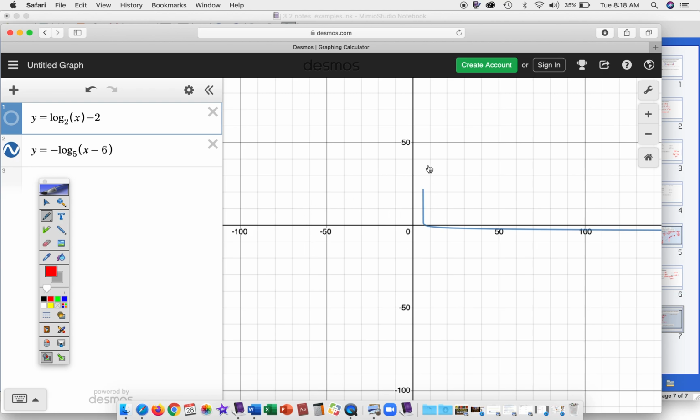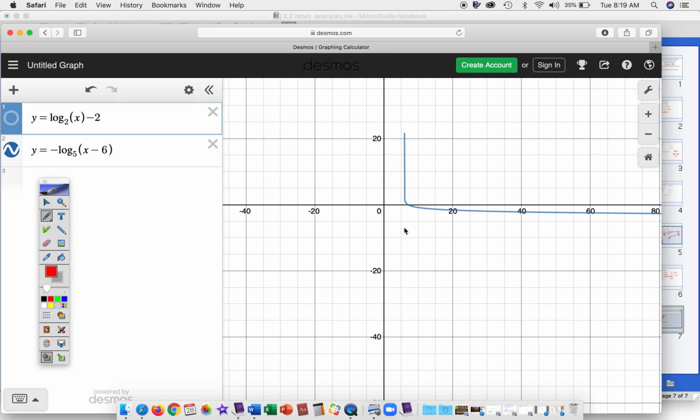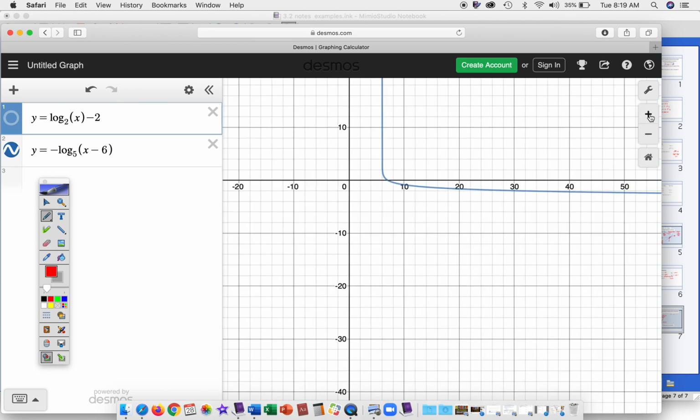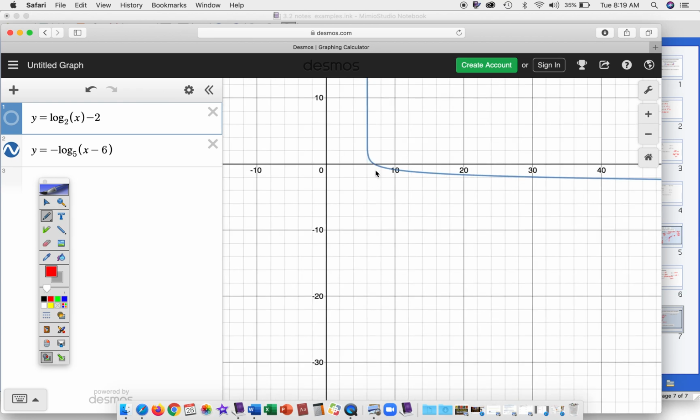So the reason why it's this shape is because of that negative. There's that reflection in the x-axis. It also shifted 6 units over to the right. So if we take a look at this, our scale is by 20s. Remember, it was at (1, 0), and this does look like it's out about 7, which it should be. Yep, there it is, (7, 0).